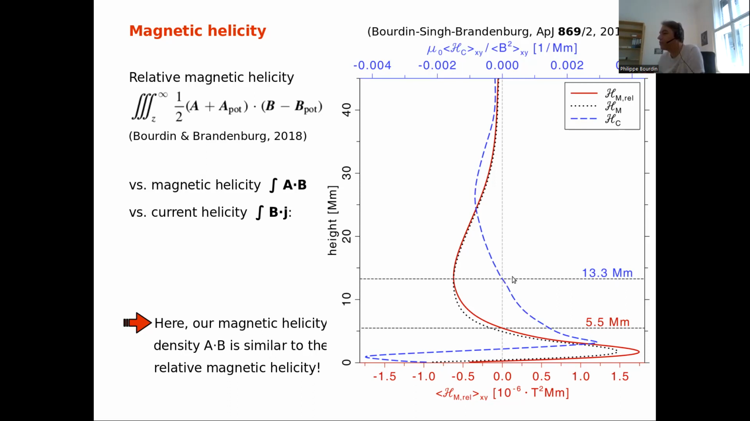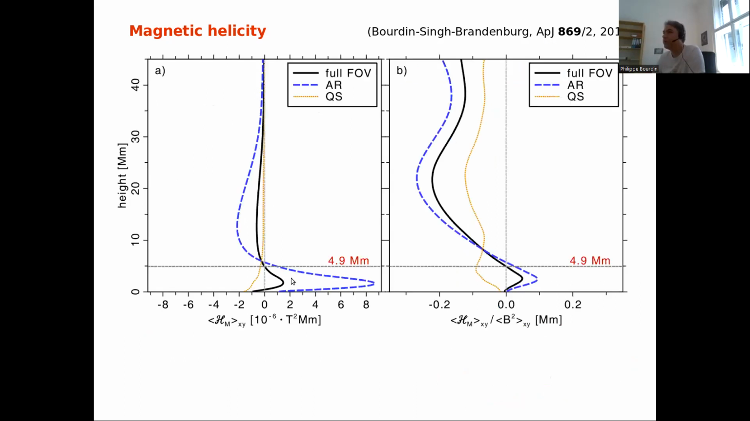And then above 13 megameters, you see again, it is negative. So there seems to be also a sign reversal, but at different places. So that seems to be consistent with what we have seen above the active region. Now we can separate the two parts, the active region part and the quiet sun part.